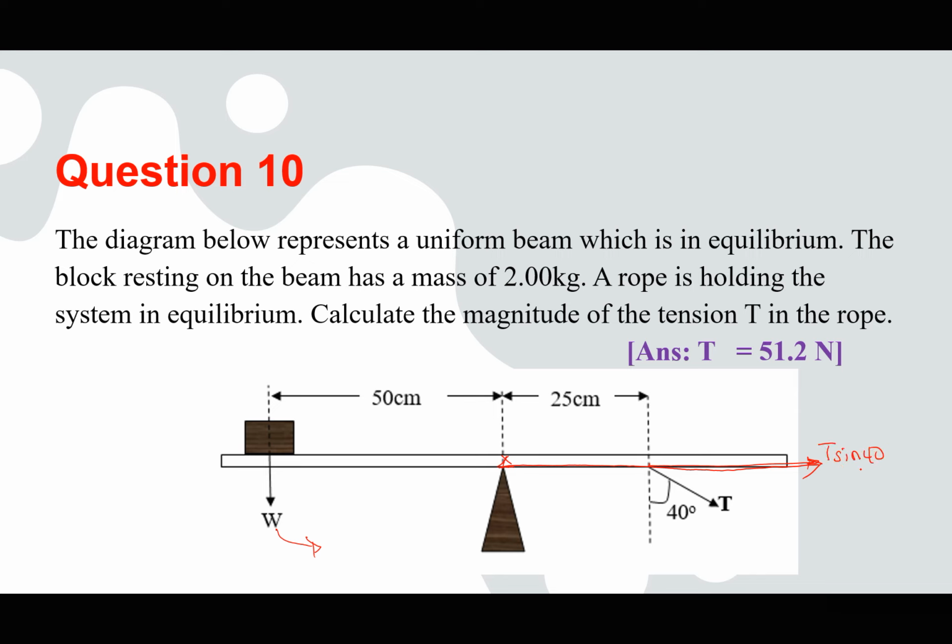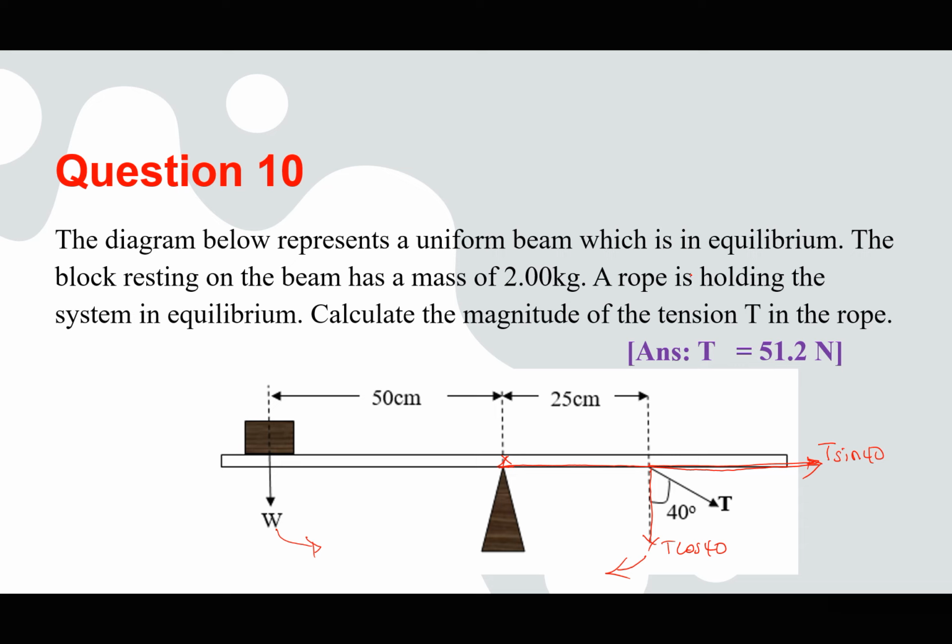Remember I said if the angle is between the vector and the direction you are resolving, it is cos. Elsewhere, it is going to be sine. So T in the vertical is T cos of 40. T cos 40 is going to cause a clockwise moment. For equilibrium, T cos 40, the force acting in the vertical, times this perpendicular distance causes clockwise moments, which should balance with the anti-clockwise moments given by W.